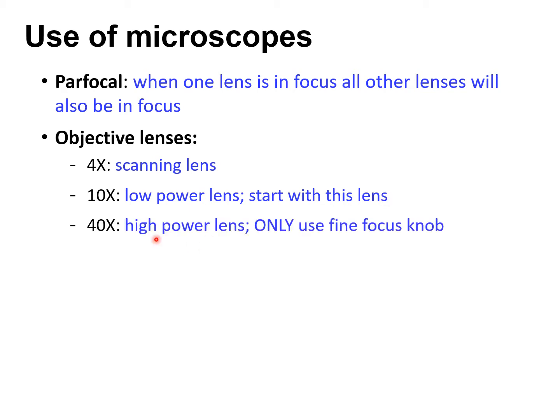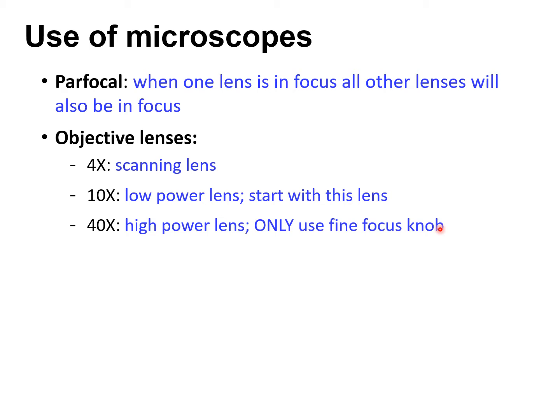We also have the 40x, which we call the high power lens, and when you go ahead and use it, you never use the coarse knob. I'm going to show you an image of the coarse knob right now, and you never use the coarse knob when you're using your 40x. You only use the fine focus knob.